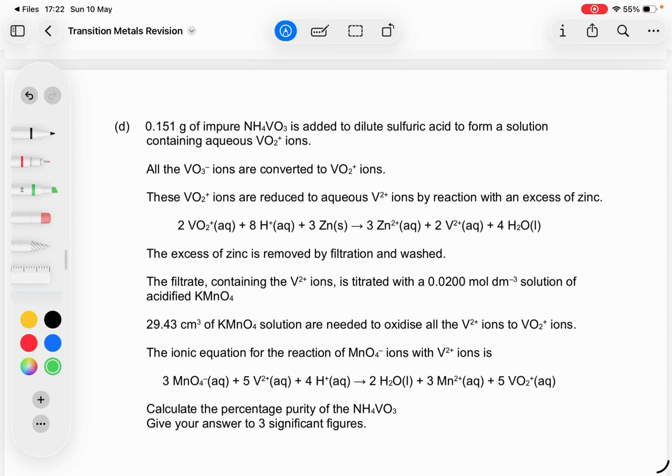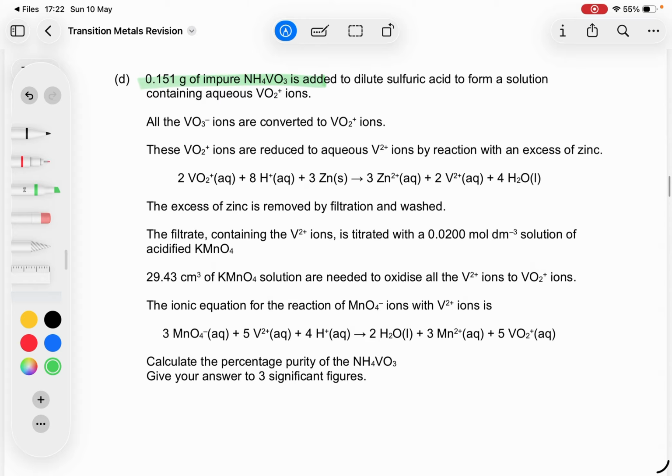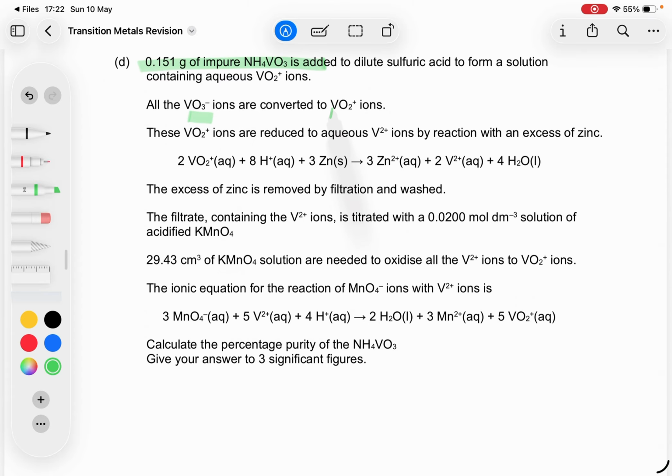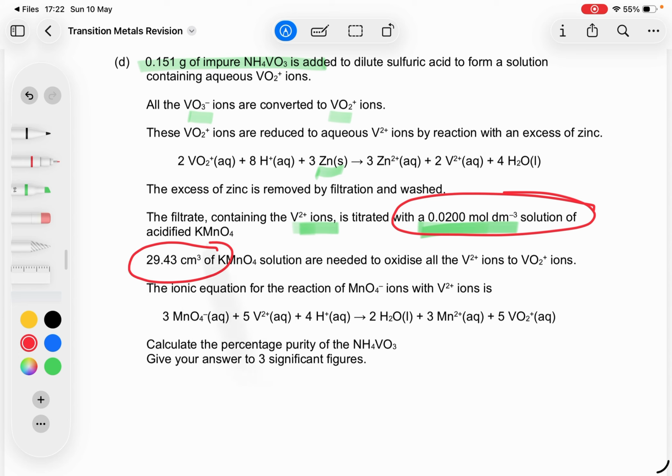0.15 gram of ammonium vanadate. The vanadate is converted, the famous reaction of vanadium with zinc. The filtrate containing V2 plus is titrated with manganate. So now look again, manganate, 29.43 of manganate. What am I going to do straight away? I'm going to work out moles of manganate, and I haven't even read the question yet.